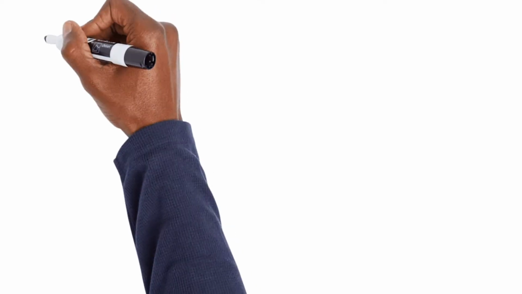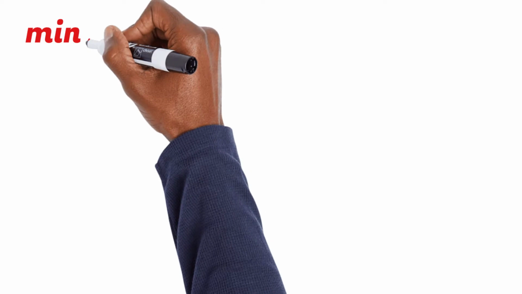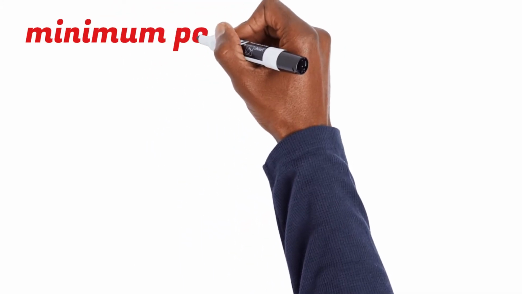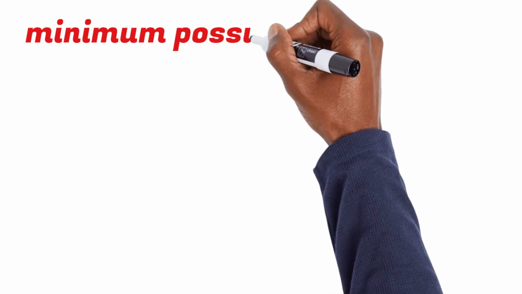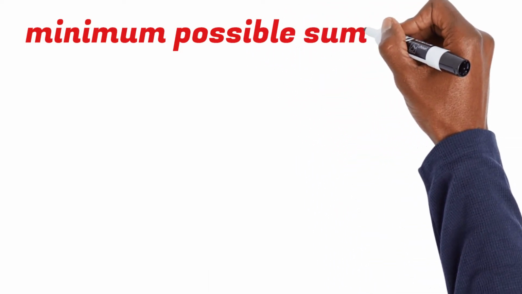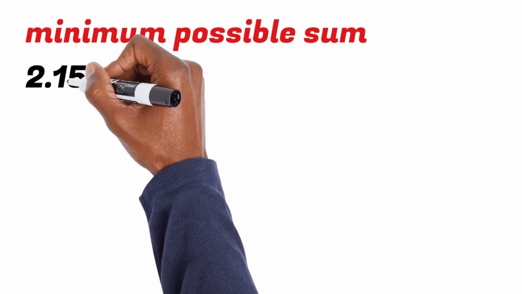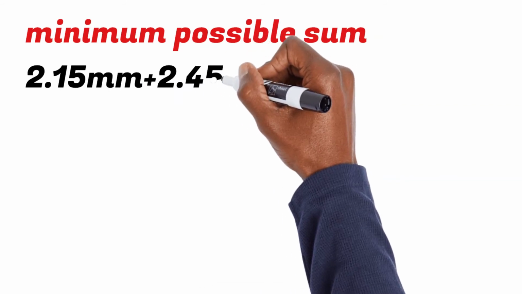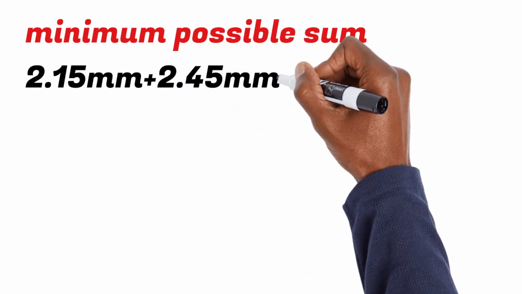The limits enable us to obtain the sum in three different ways. 1. Minimum possible sum, that is addition of the lower limits, which is 2.15 mm plus 2.45 mm. We end up with 4.60 mm.